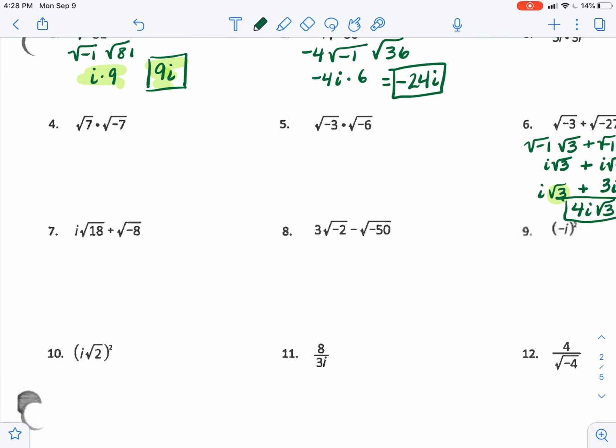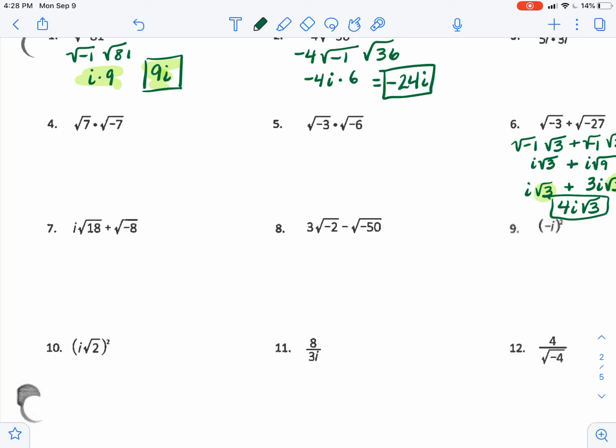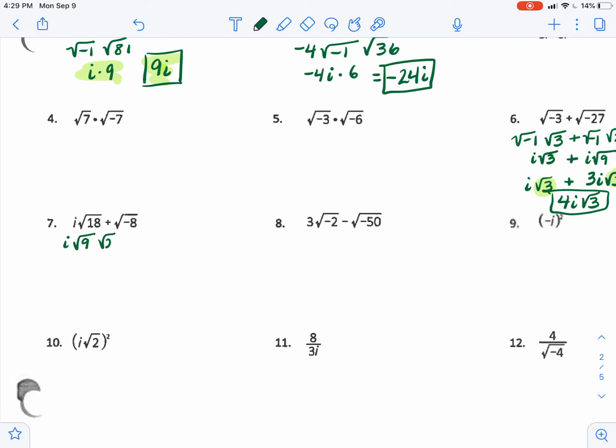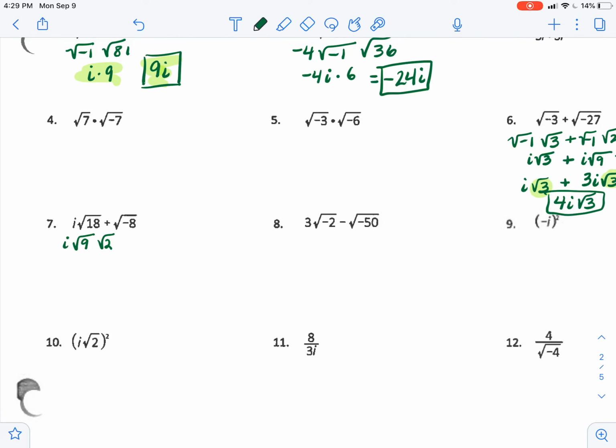Let's look at number 7, kind of jumping around because they've got these mixed up. So, same thing here. The i's already out. Square root of 18, I'm going to simplify that. So what's the perfect square in 18? Hopefully you know 9 and 2. I'm going to go ahead and simplify this, and then we'll work with the 8. So the square root of 9 is 3. I've got the i and the square root of 2. Now let's come over and let's simplify the square root of a negative 8. So I have the negative 1 and the 8.